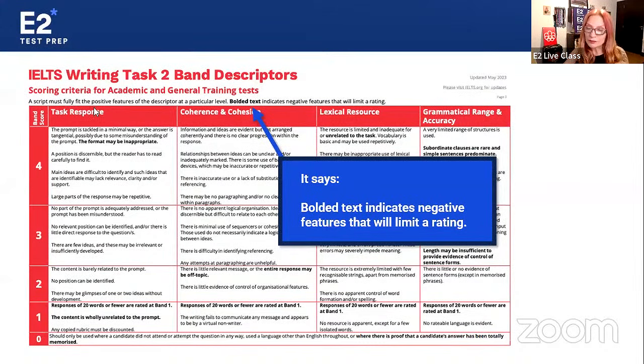As I said, I encourage you all to read the band descriptors. At the end of the class, I can share the link as well. But the texts in bold indicate the negative features. So as you're reading, observe all the comments in bold, because that's a no-no.